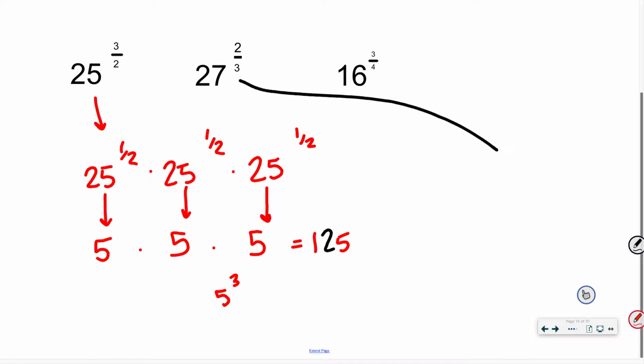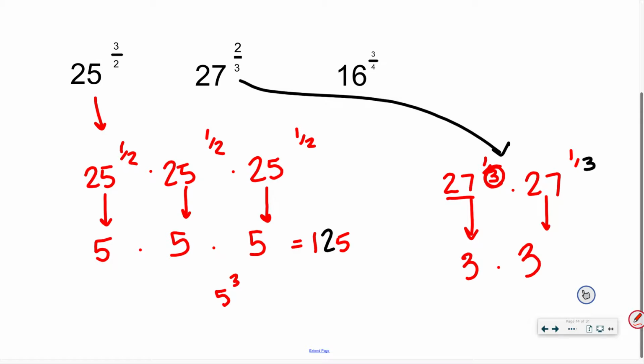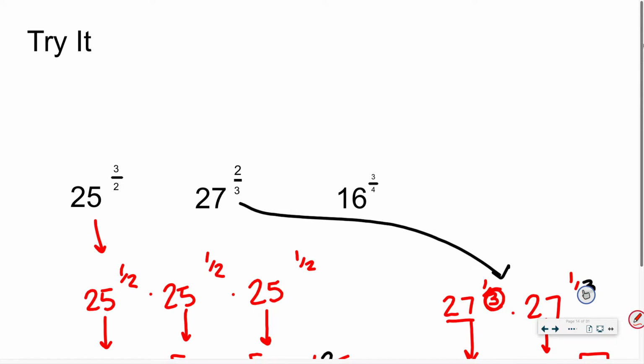How would I break out 27 to the 2/3? 27 to the 1/3 times 27 to the 1/3. What is 27 to the 1/3? 3. So I'm looking again, what number times itself this many times gives me that number? So 3. 3 times 3. So what is 27 to the 2/3? 9. Try 16 to the 3/4. Try it in your notebook and we'll do it together when you're done. Think about how you would break it up, and once it's broken up, can you find the value and then calculate?